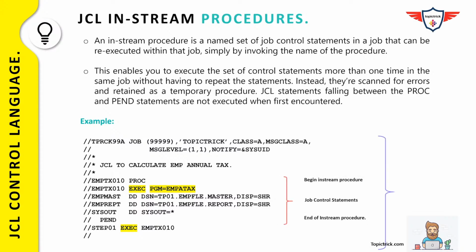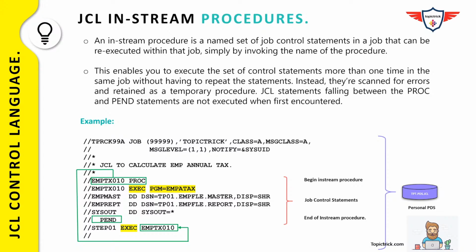So in this case, I've included a short description that says JCL to calculate employee annual tax. After that, you have an in-stream proc, and the proc begins with a name and a PROC keyword. And always remember that you should have a proper name for a proc, otherwise you will not be able to invoke that in your JCL. After that, you have a couple of job control statements, that is an EXEC statement to execute a program, that is EMPATAX. Then you have 3 DD statements, 2 are for datasets and 1 is for SYSOUT, just to print the messages on the spool. And then you have a PEND statement, which actually marks the end of the in-stream proc.